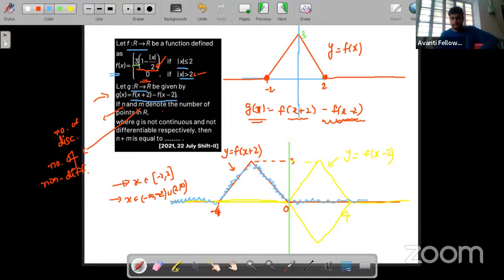Okay, and green I'll use for minus f(x) minus 2. This is minus f(x) minus 2. So here this is the minus f(x) minus 2 graph. I'll shade it with green color to understand better. Okay, we have to add these two graphs, clear, to get g(x).